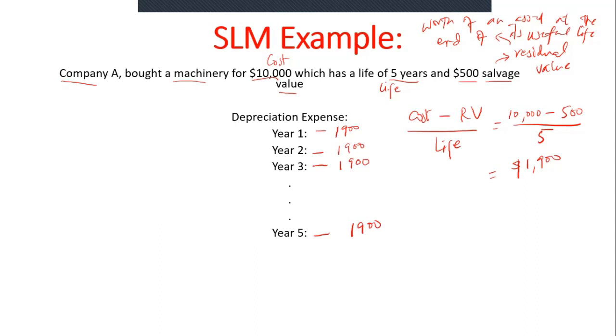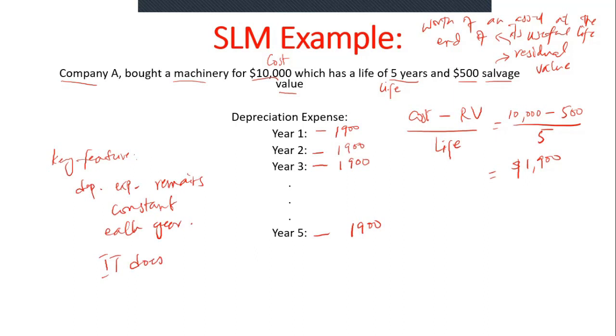So the key feature of this method is depreciation expense remains constant each year. In other words, it does not change. The depreciation expense does not change under straight line method.